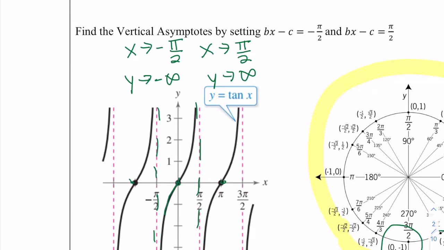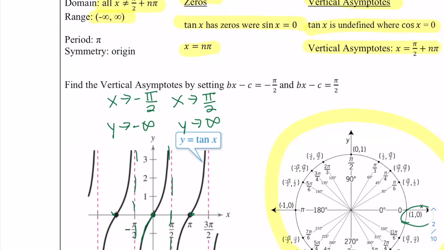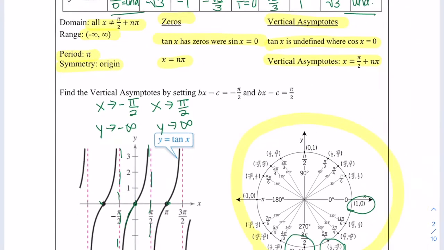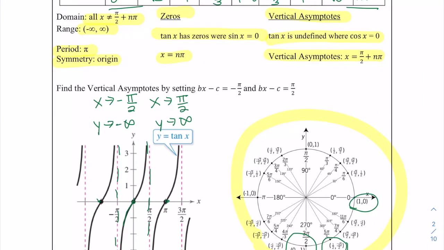And the period of the tangent function is just going to be pi. It continues that cycle over and over. We can also tell graphically in looking at this that it's symmetric about the origin. So whenever we're trying to figure out the vertical asymptotes for the tangent, we need to make sure we find that factor and set them equal to the normal asymptotes, negative pi over 2 and pi over 2.